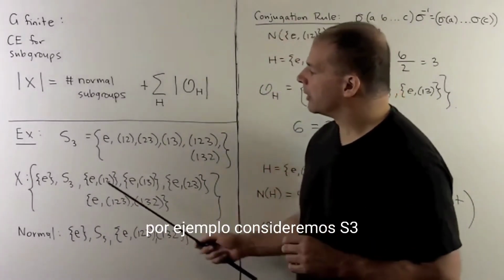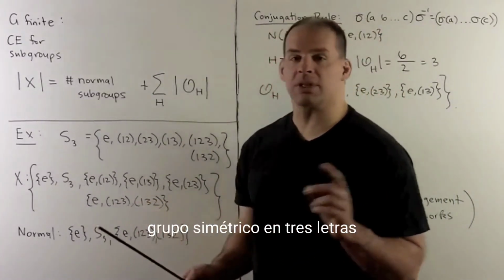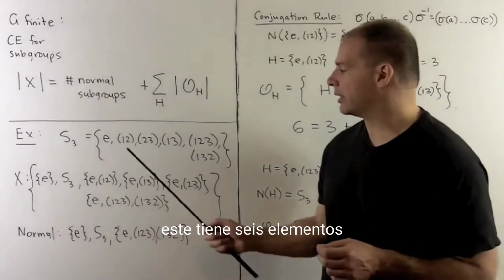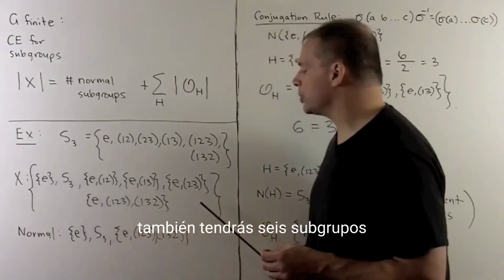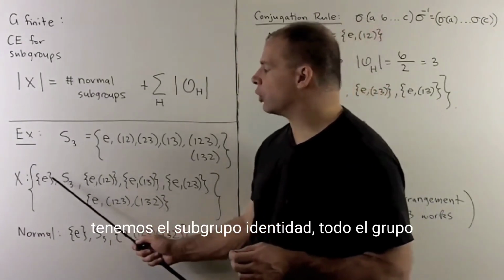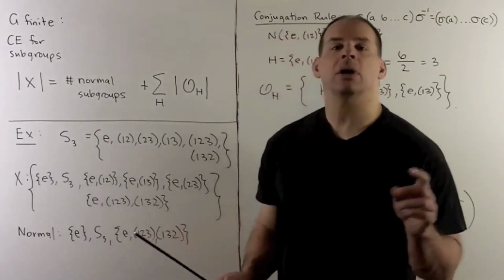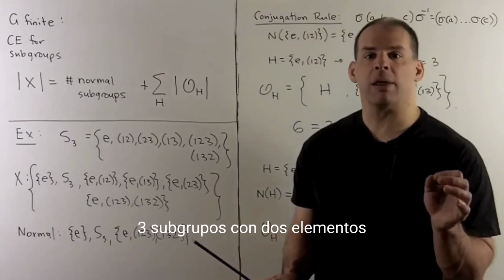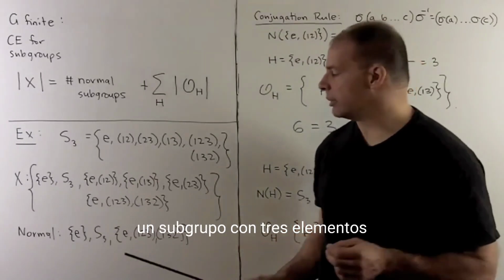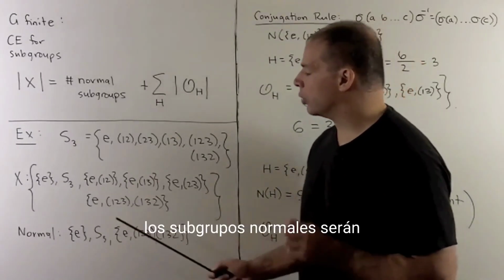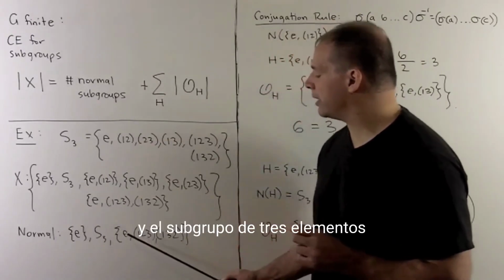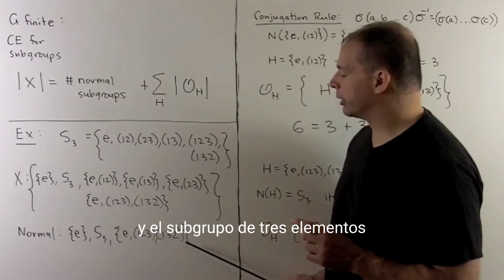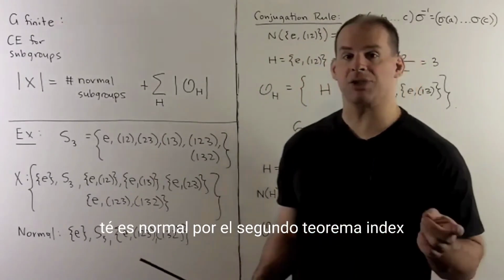For an example, let's consider S3, the symmetric group on 3 letters. This has 6 elements. It'll also have 6 subgroups. So we have the identity subgroup, the group itself, 3 subgroups with 2 elements, and 1 subgroup with 3 elements. The normal subgroups are going to be the identity subgroup, the group itself, and the 3-element subgroup. This one is normal by the index 2 theorem.